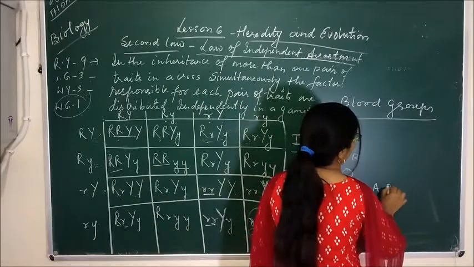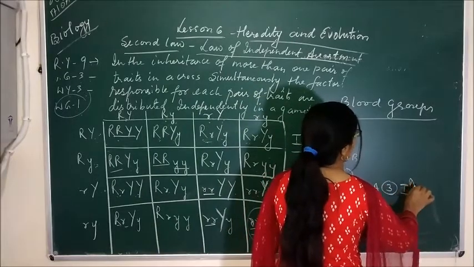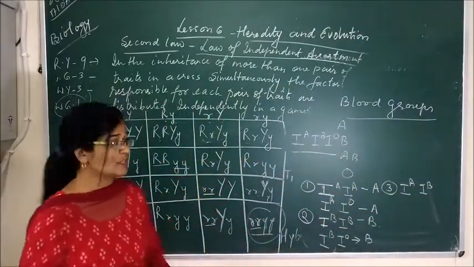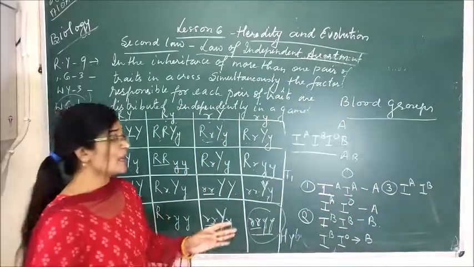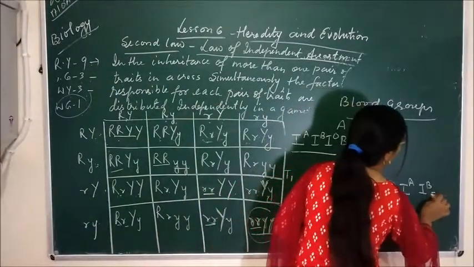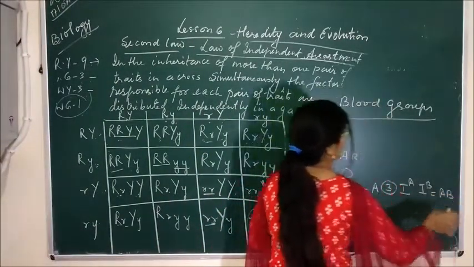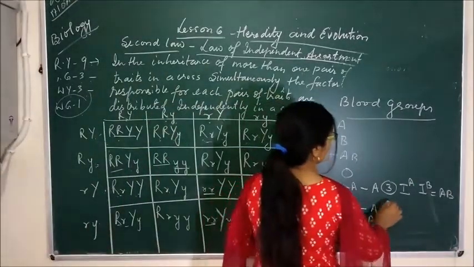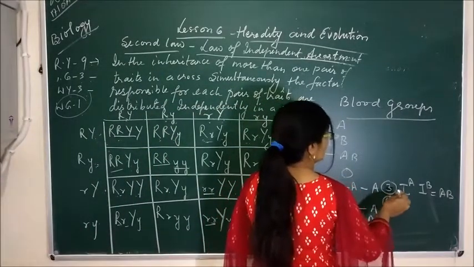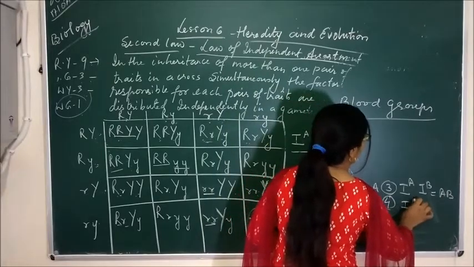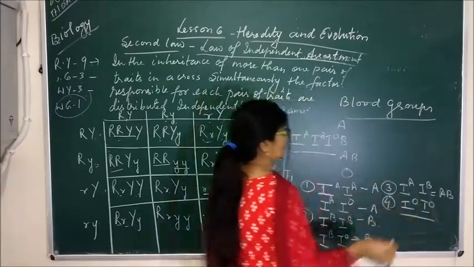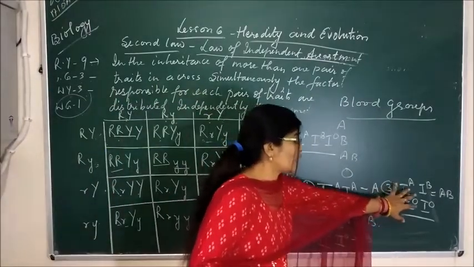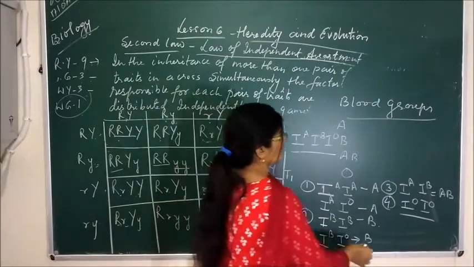In the third case, if our genes are IA and IB, here no O is there, O is absent, only A and B are there, so our blood group will be AB, because both are dominant, A as well as B. And in the fourth case, the O blood group, that is IO and IO, both are recessive characters. If both genes of the blood group are IO and IO, our blood group will be O.